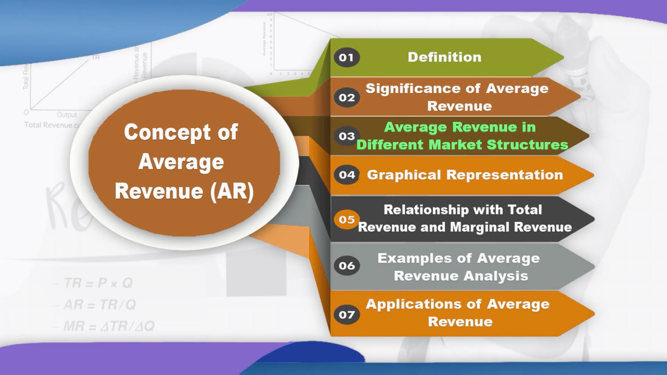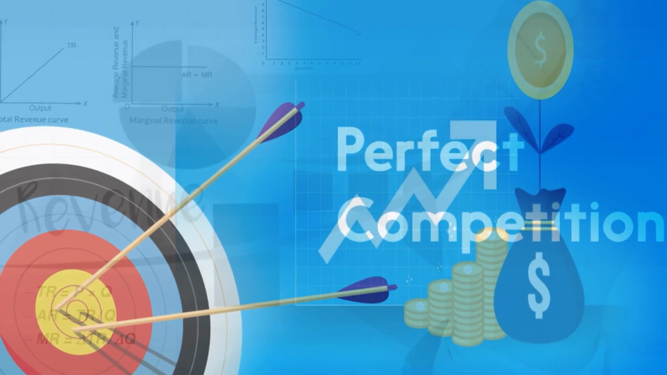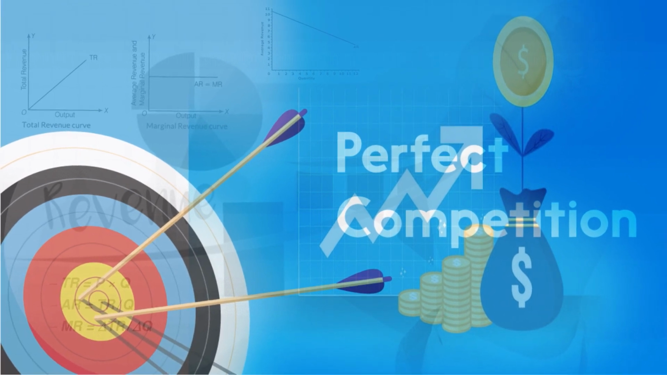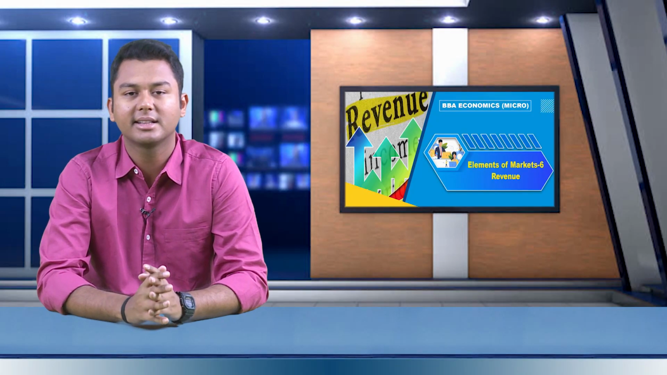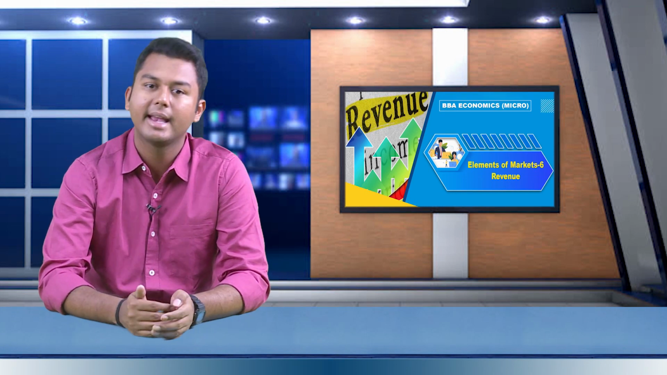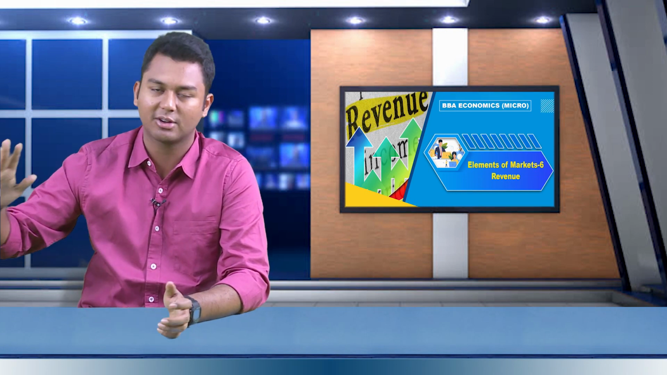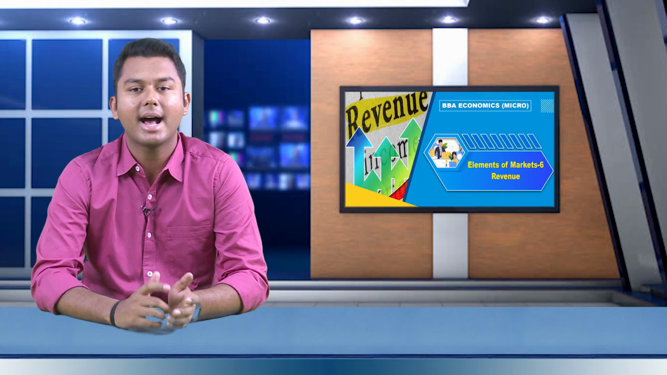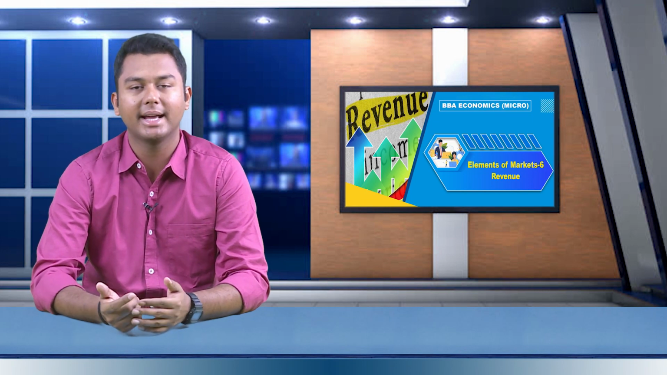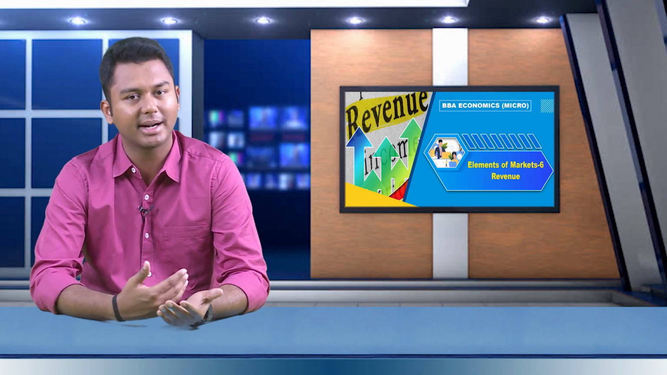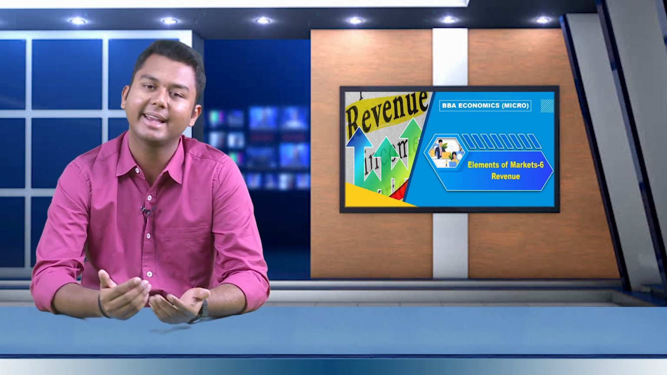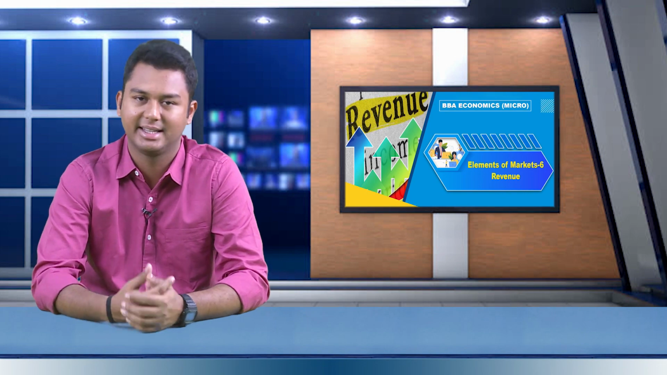If we try and understand the average revenue in different market structures, then in perfect competition, AR is equal to the price of the product, because again the firm is a price taker. The demand curve facing the firm is perfectly elastic, meaning AR curve remains constant regardless of the quantity sold. Whereas in monopoly or imperfect competition, AR is typically equal to the price at which good is sold. So AR and demand curve are the same.